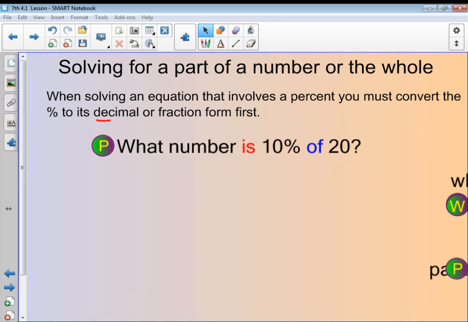Okay, so here's our next one. What number is 10% of 20? So I want you to go through, write out your equation, solve for your letter. Okay, so go ahead and pause your video and work your way through this equation.